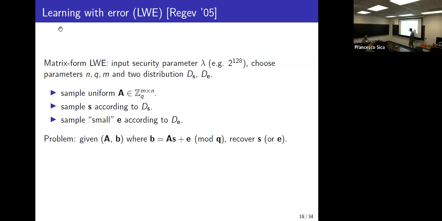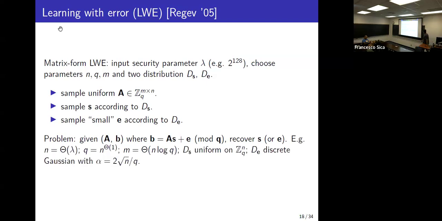For this to be true, we usually require the parameter M to be larger than N to some scale. Therefore, I have the following standard parameters, where my N is about the same as lambda, the security parameter. For example, if I want the scheme to be 128-bit secure, I can choose N to be a constant times 128, for example, 5 times 128 or 10 times 128. And my modulus Q is usually N to some constant power. For example, Q can be N squared, a quadratic thing.